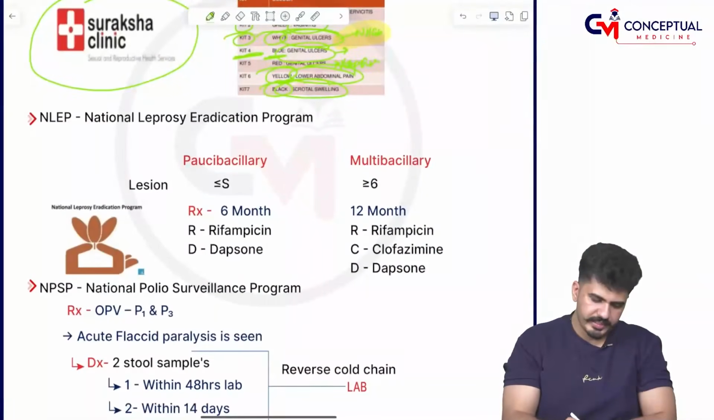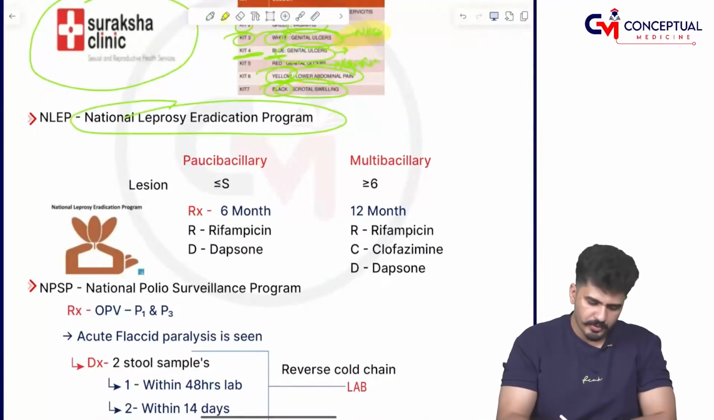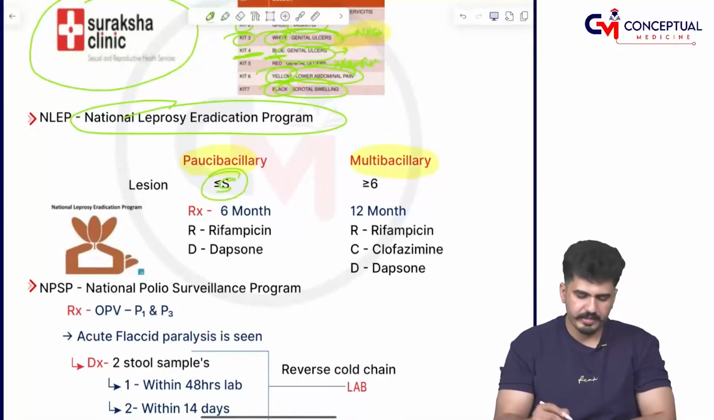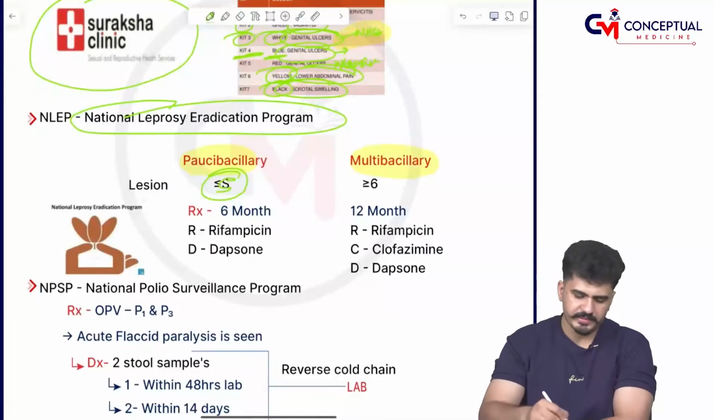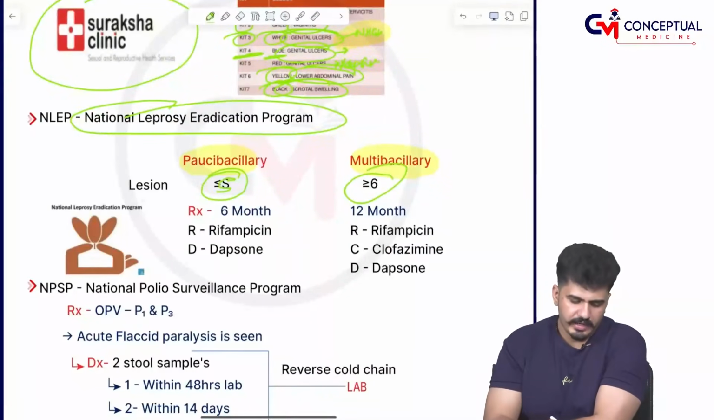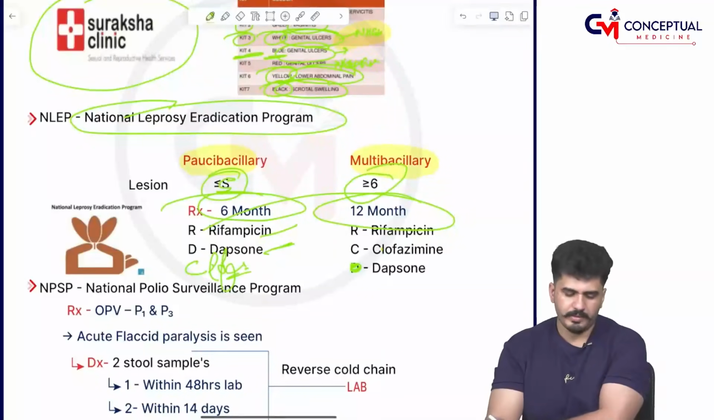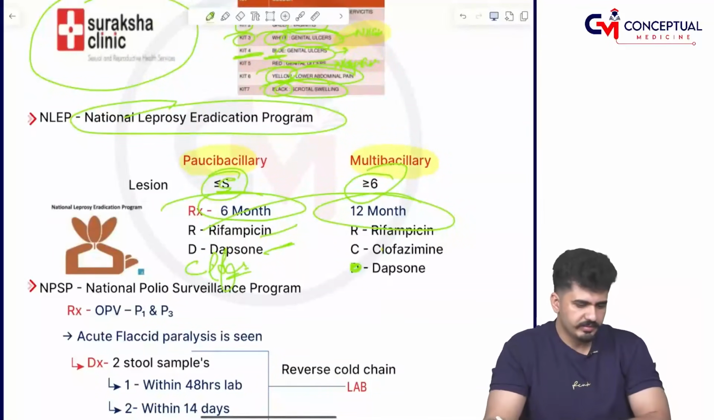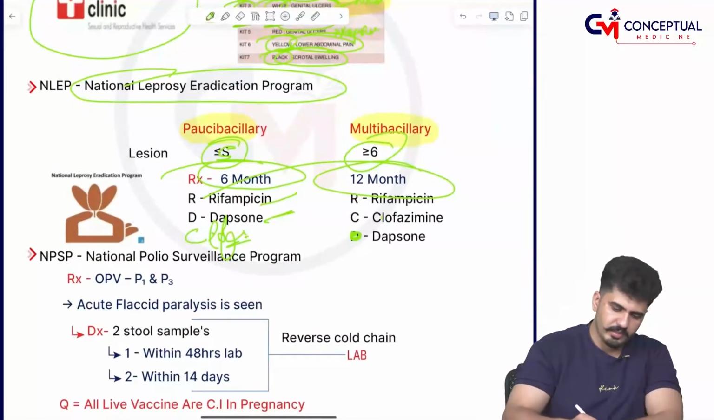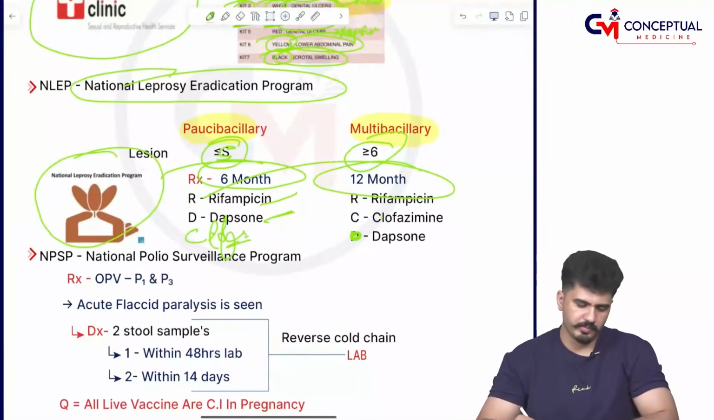Now coming to the next one, the National Leprosy Eradication Program. Paucibacillary and multibacillary leprosy are there. Less than 5 lesions is paucibacillary; more than 6 is multibacillary. Treatment for pauci goes for 6 months and for multi goes for 12 months. In both we give the RCD regimen: R for rifampicin, C for clofazimine, D for dapsone.